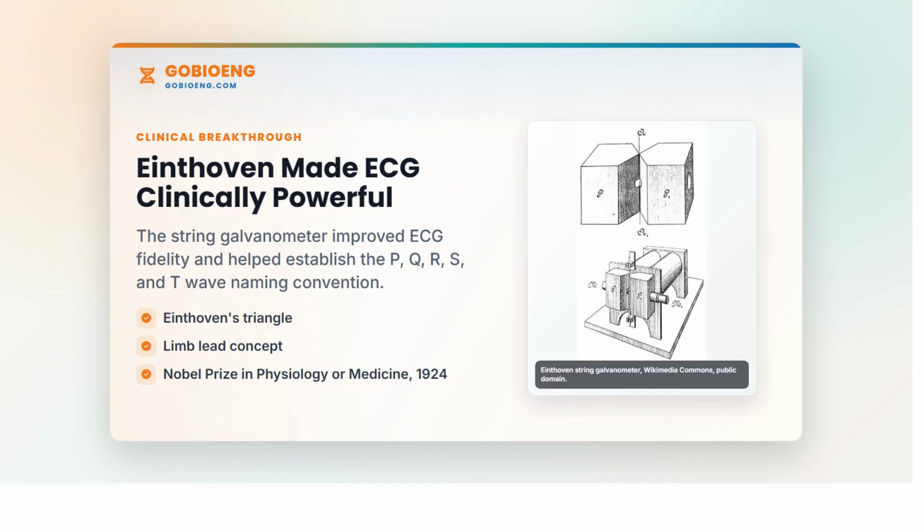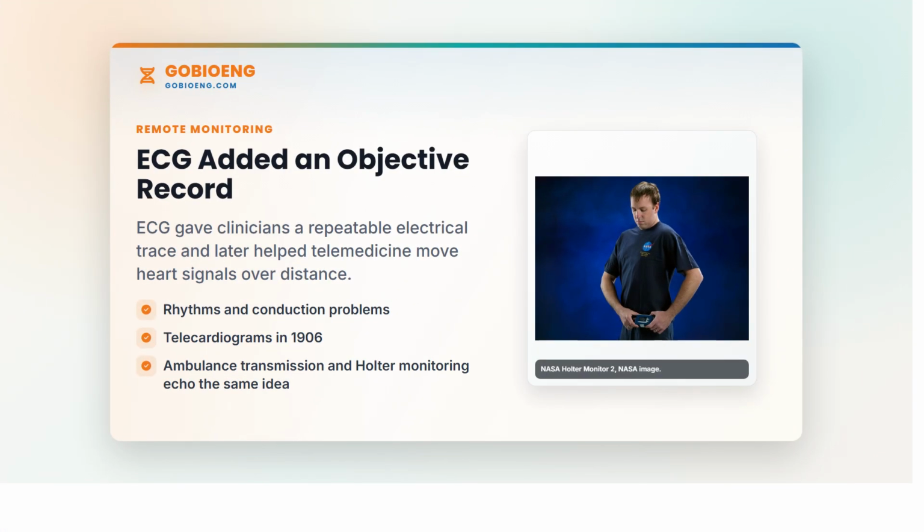That idea is still modern. Ambulances can transmit ECGs before a patient reaches hospital. Holter monitors record rhythm during daily life. Wearables can capture a rhythm strip when symptoms happen. The engineering goal is the same: move a trustworthy signal from the body to the person or system that can interpret it. Now let us understand how ECG works in simple terms.